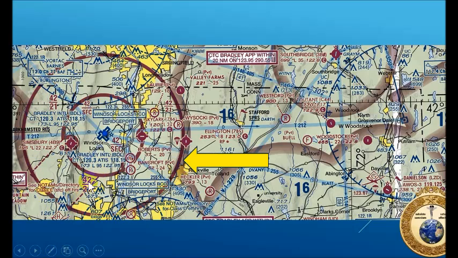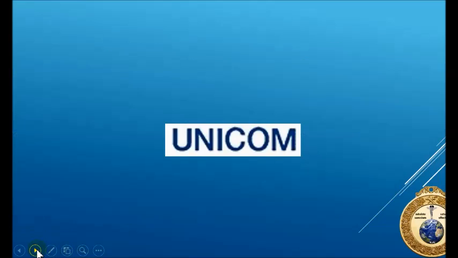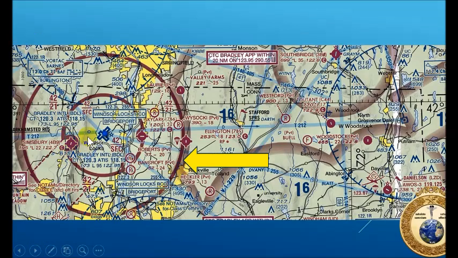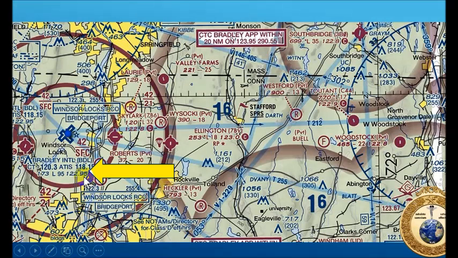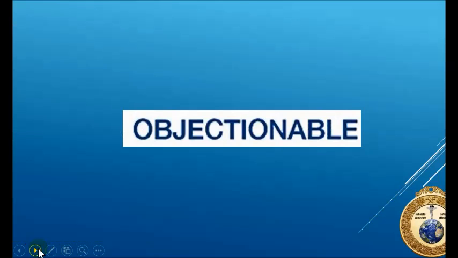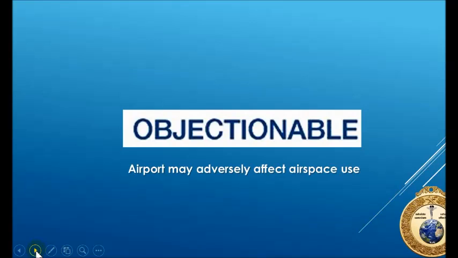We have Class E underlying this, and we'll go into details about why they do that, but I just want you to pay attention. It just seems like it's lined up with this runway perfectly, so keep that in mind. Unicom is the airport advisory frequency 122.95. Objectionable. Airport may adversely affect airspace use.